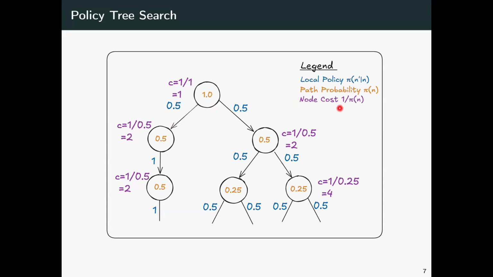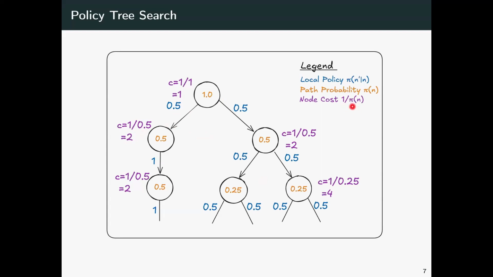So if I'm just using the naive 1 over pi as my cost function, we can run into this problem demonstrated by this example here. On the left and right, we have 2 subtrees, and it's a 50-50 split in terms of what the local policy tells us. In the left subtree, we just have a chain going down. It's an infinite chain. And on the right, we have an infinite binary tree.